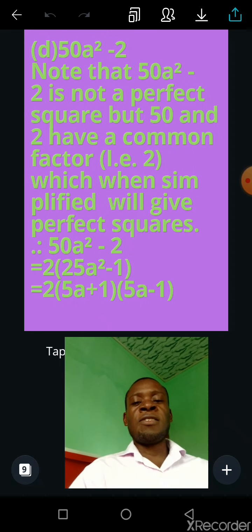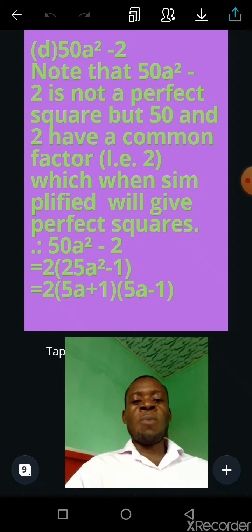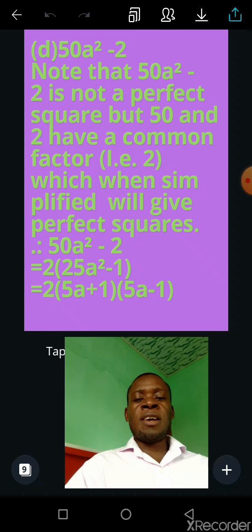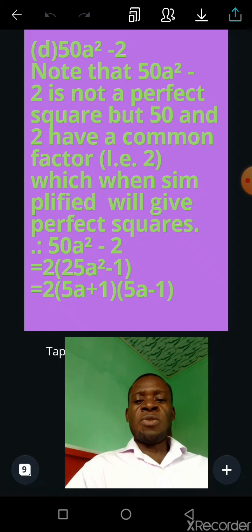The next is D, 50a squared minus 2. There's something we need to understand here. 50a squared minus 2 is not a perfect square. But 50 and 2 have a common factor, that is the highest common factor, and the highest common factor of 50 and 2 is 2. So when we simplify, we'll have a perfect square.